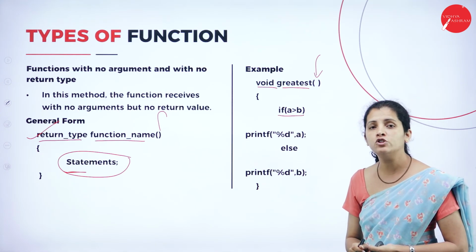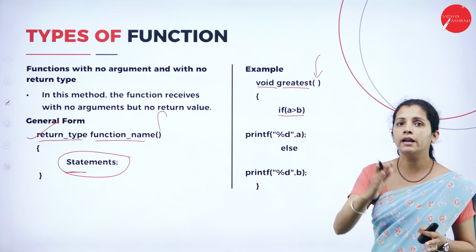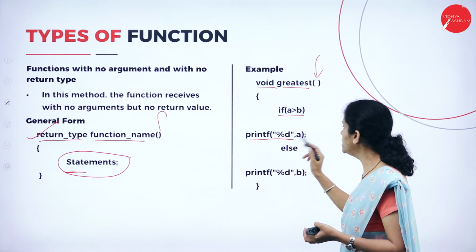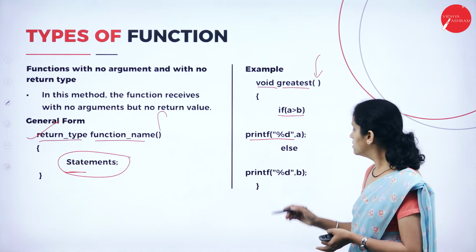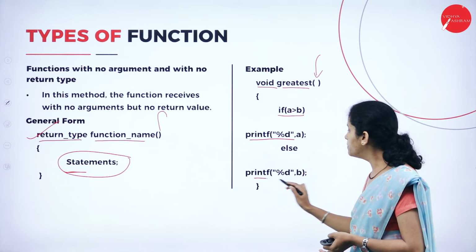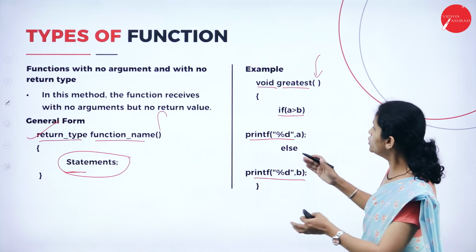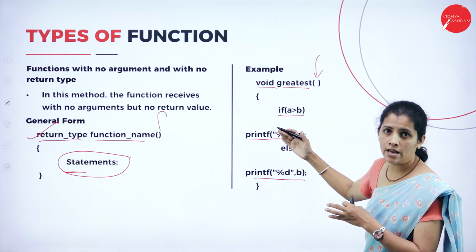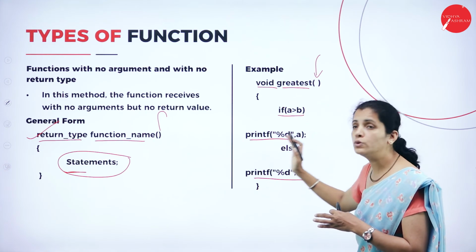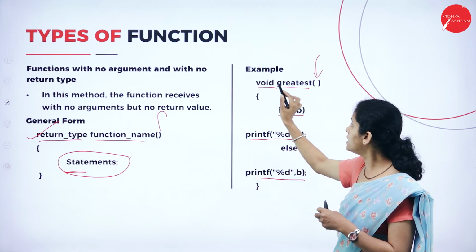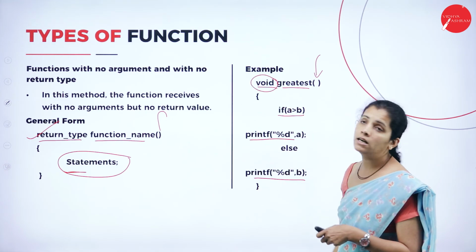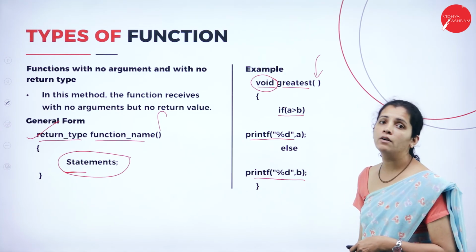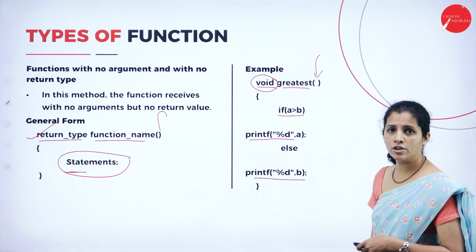That means I'm going to check if A is greater than B. If this condition is true, I just want to print A. Else, I just want to print B. So, I'm going to print the value within this block itself. That means I'm not going to return the value. For that reason, my return type here is void. So, dear student, these are the 4 different types of functions.